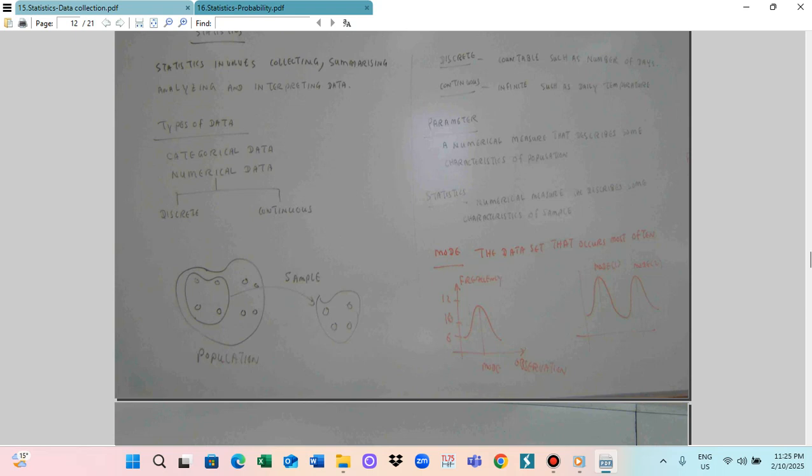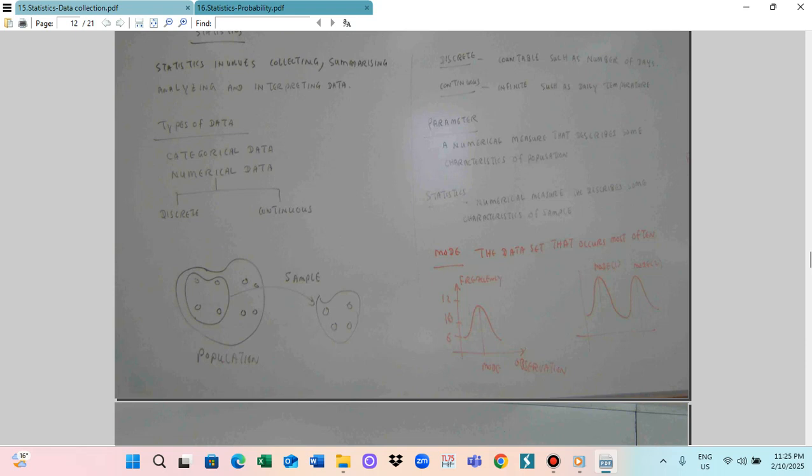In this case, discrete means countable, such as the number of days. Continuous means infinite in size, such as the daily temperature. So those are discrete and continuous in nature. A parameter is a numerical measure that describes some characteristic of the population. For this population, you can count how many people, how many materials. So this is the parameter. And for the sample, it is the numerical measure that describes some characteristic of the sample.